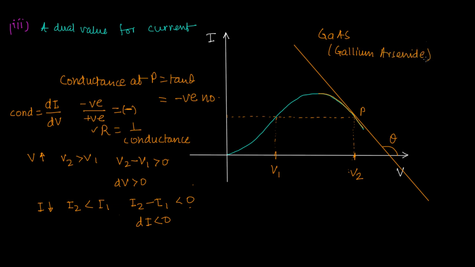It exhibits a negative resistance and a dual value. So you'll get the same current I0 at V1 as well as V2, and for a part of it it'll exhibit a negative resistance. That means for an increasing V, it displays a negative resistance.